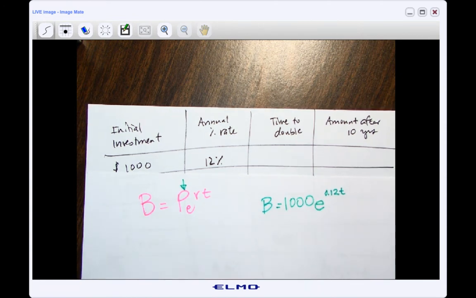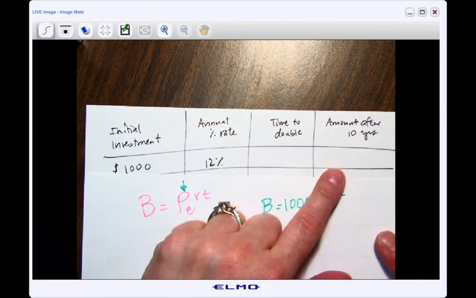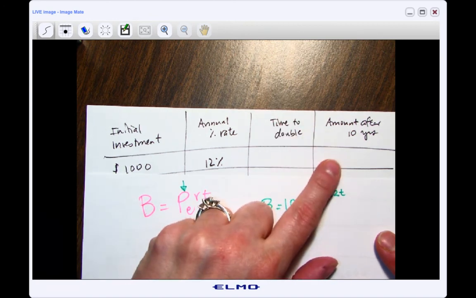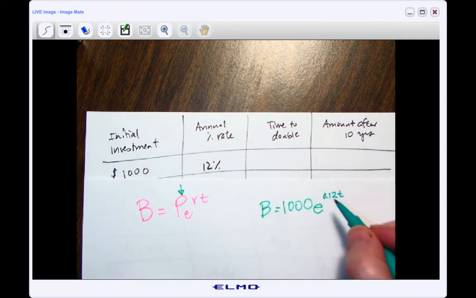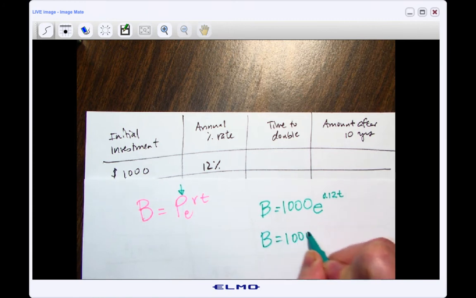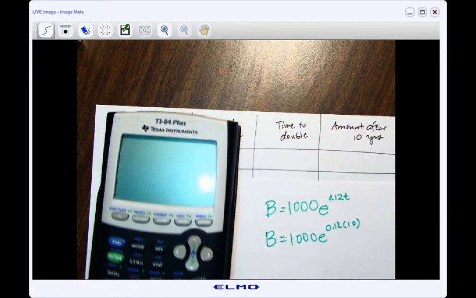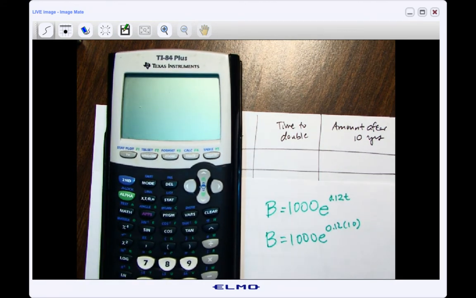Now, there's a couple things they want us to do. They want us to find out how long it will take to double and how much we'll have after 10 years. Now, this one is probably the more common question, so we'll do that one first. So how much will we have after 10 years? All I have to do is put a 10 in here. So we're going to get B is equal to 1,000 e to the 0.12 times 10. And basically, this is just punching it into my calculator because I don't know those numbers, but my calculator does.